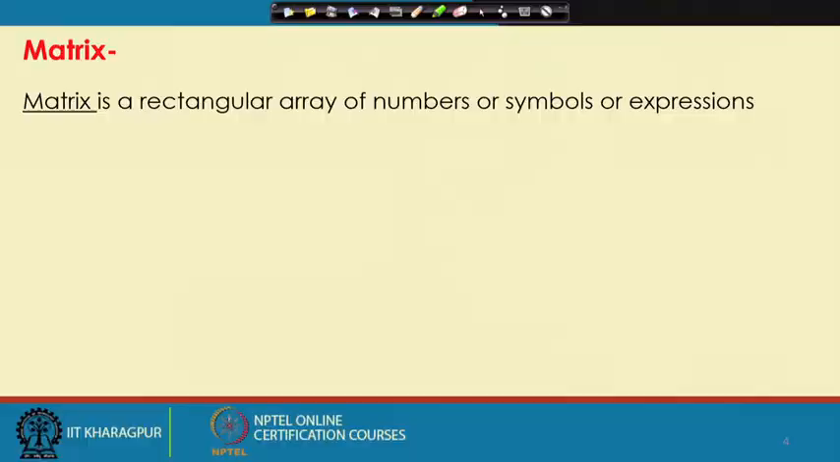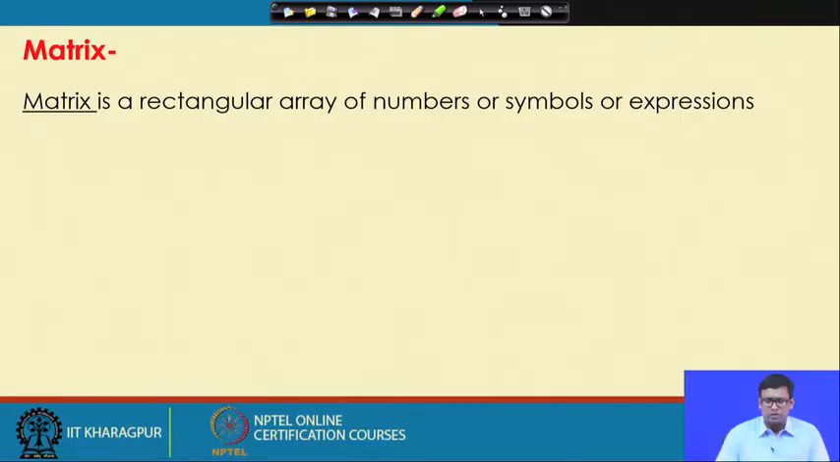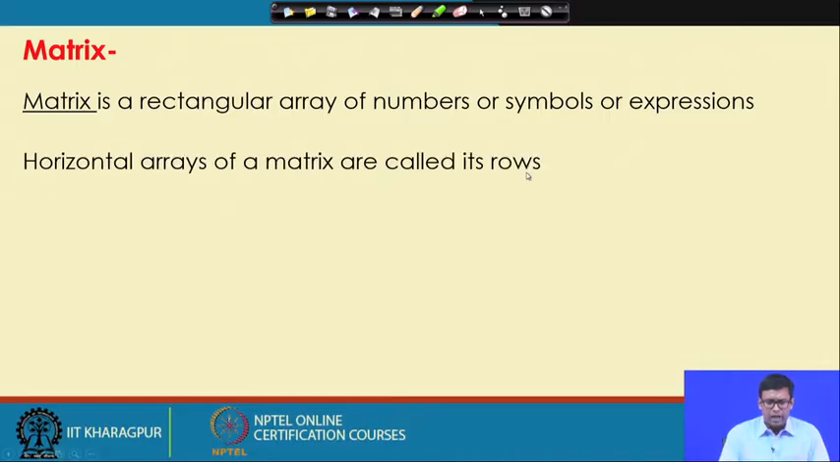So, now we move to our main discussion, and today's discussion is on elementary matrix algebra. The first question comes: what is a matrix? We can see a matrix is a regular array of numbers or symbols or expressions, and as it is an array of numbers, symbols and expressions, it should have two components.